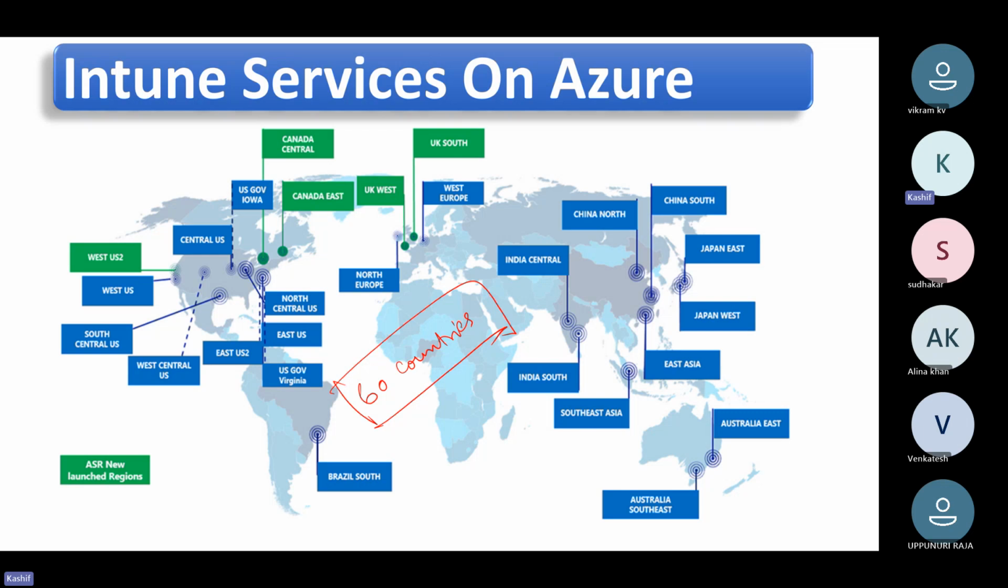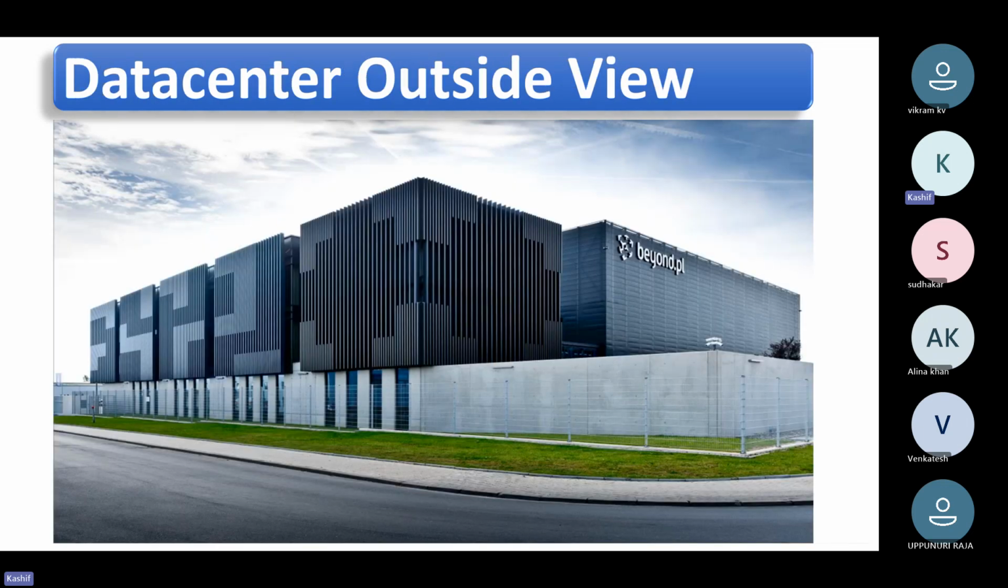Now, what is data center? First, you need to understand. So data center outside view. Data center is like a big building, right? So this is the outside view. So data center, you will always find it out in remote area, not in the city, because it occupies a lot of space. So we generally put the data center in remote area, right? So like a big building, right?